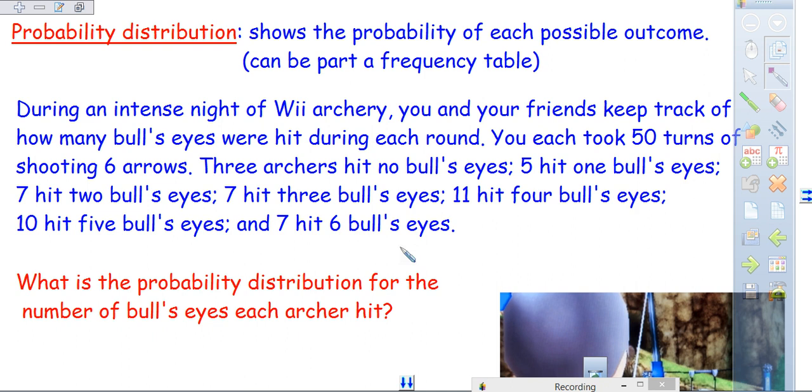3 archers hit no bullseyes, 5 hit 1 bullseye, 7 hit 2 bullseyes, 7 hit 3 bullseyes, 11 hit 4, 10 hit 5, and 7 hit 6. What is the probability distribution for the number of bullseyes each archer hit?